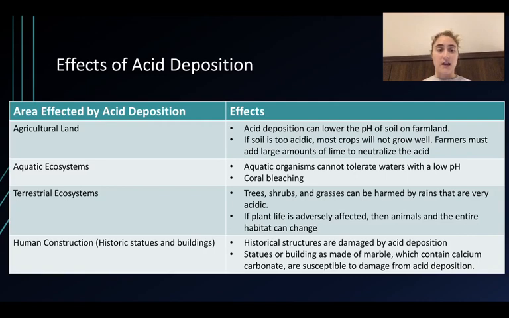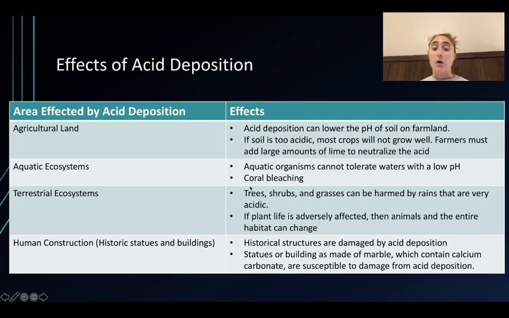So what are some of the effects of acid deposition? In terms of agricultural land, we know that having too much acidity coming from our rain can lead to a lower pH in our soil. And if our soil has too low of a pH, then our crops aren't going to grow as well. And farmers are going to have to add what they call lime to neutralize the acid. Lime is something similar to adding a pesticide or an insecticide, but it's used to neutralize acid. Lime actually will burn your skin if you're in contact with it for too long. It's incredibly basic.